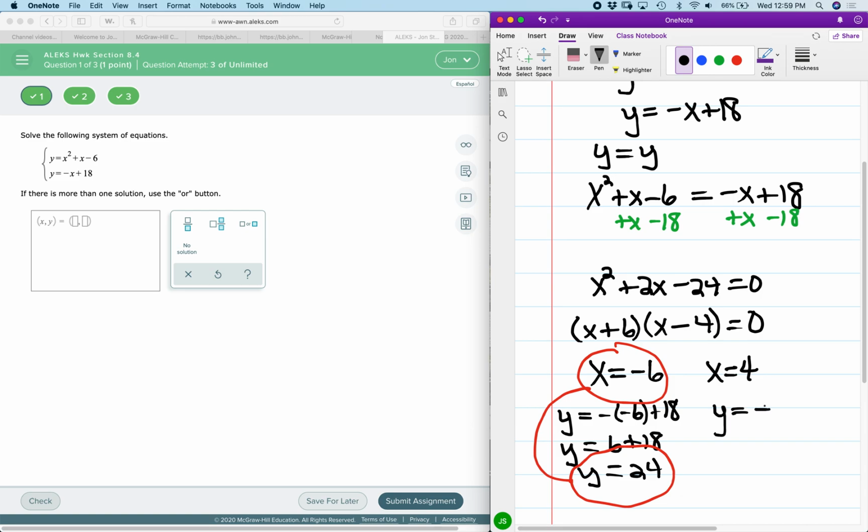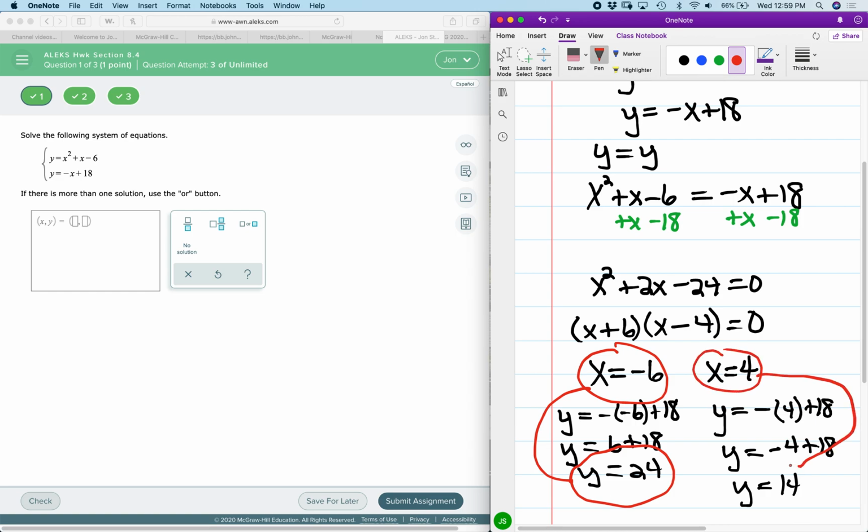And in the case whenever x is equal to 4, y is equal to the negative of 4 plus 18. So y is equal to negative 4 plus 18, and from this, negative 4 plus 18 comes out to 14. And so whenever x is at 4, we have that y is equal to 14.